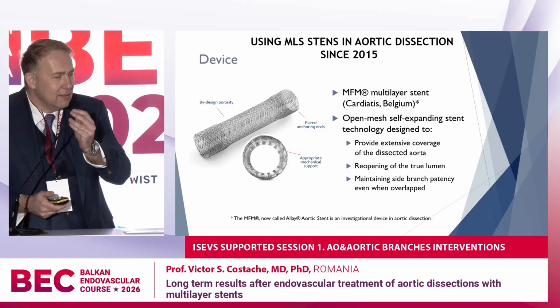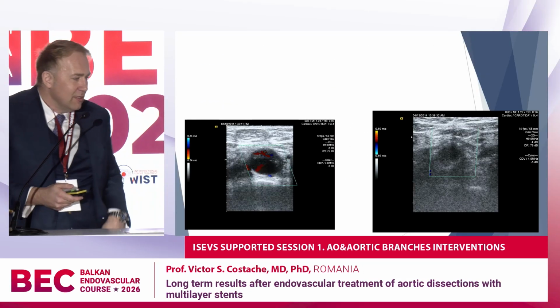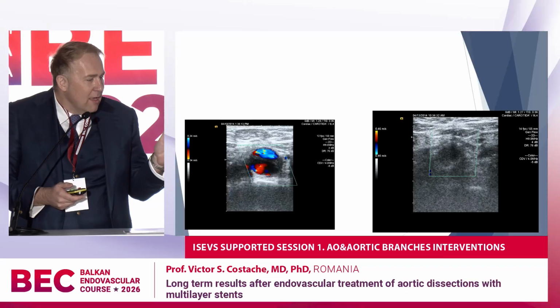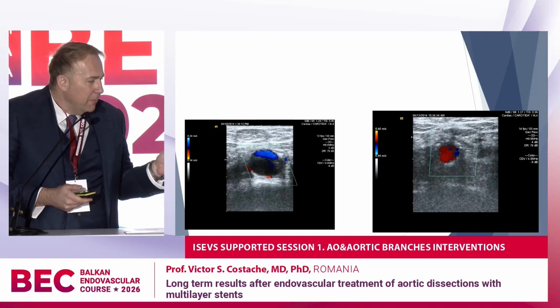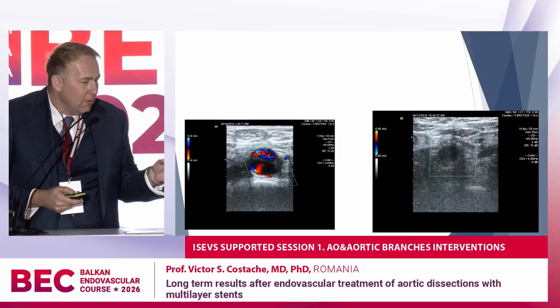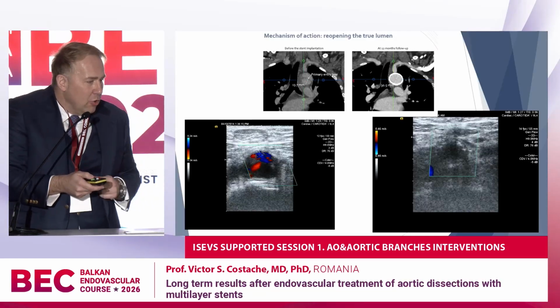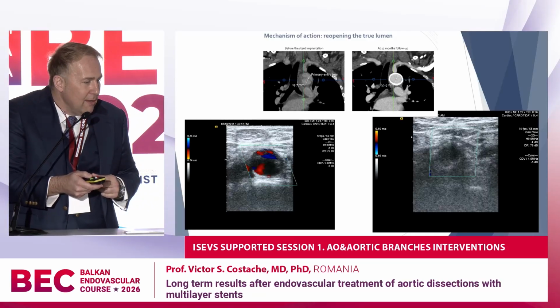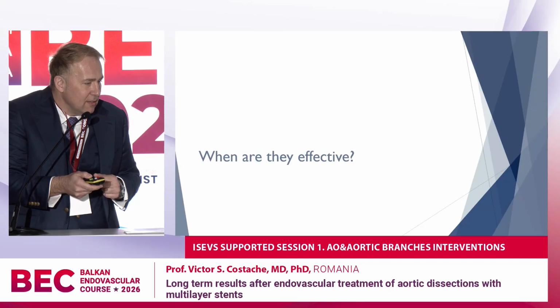So 10 years ago, I started using multilayer stent in aortic dissection, and this is how they work. This is rare footage of transesophageal echo before and after multilayer stent implantation, and you can see how this stent works. It will reopen the true lumen, and this will maintain side branch perfusion.